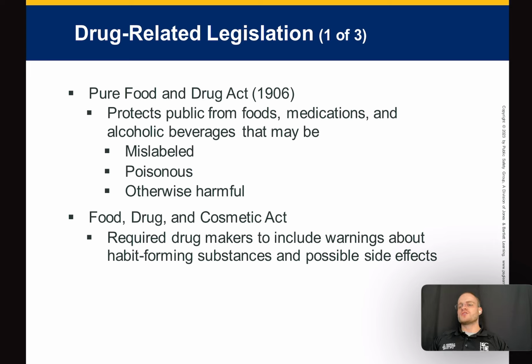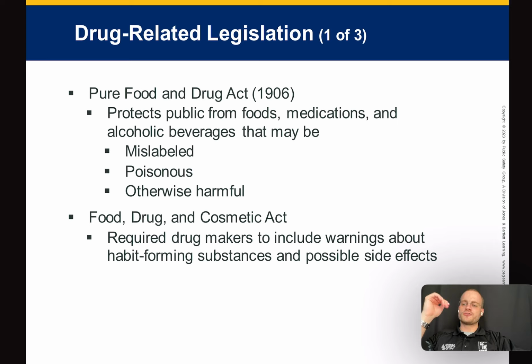Okay, so a couple laws that I wouldn't spend a whole lot of time learning, but they're just worth knowing. This is more like general trivia. But the Pure Food and Drugs Act, so this is in 1906, right? Basically, this is one of the earlier acts that was to protect foods and medications and alcohol from being mislabeled or being poisonous or harmful. So basically, this is one of the first times that the federal government stepped in and said, okay, we need to make sure that people are aware of what they're buying, okay?